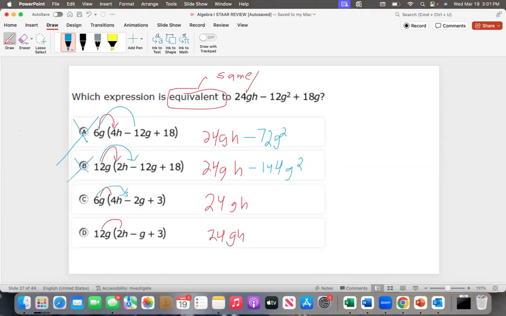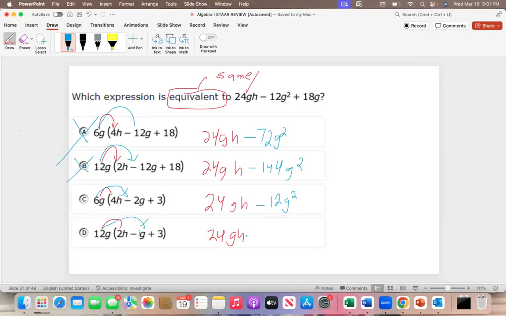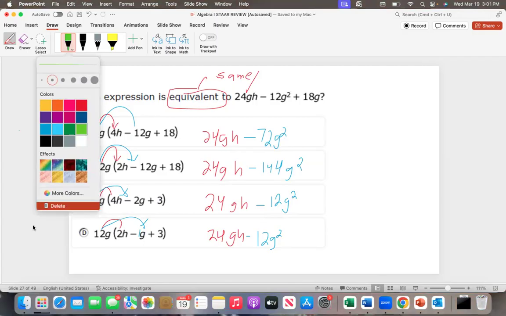6 times negative 2 makes negative 12. Because we have two G's, that's why it makes G squared. We got two G's together. Okay, so then we have 12 times negative G, which is like 1, so that's still a negative 12. And that's G squared, because it has two G's. All right, so we're down to two answer choices that we got to figure out is correct.